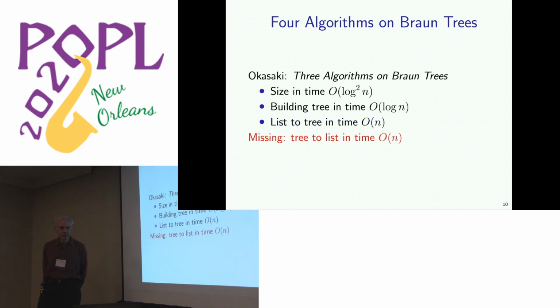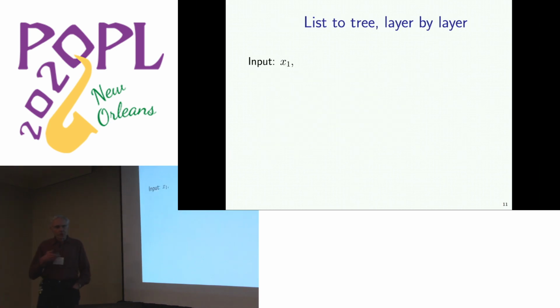But it's only 3 algorithms, so what was missing there was the converse function that takes a tree and converts it back to a list in linear time. And the original straightforward attempt that you saw on one of the previous slides isn't linear. So this is the idea that underlies the direction from lists to trees. You do it layer by layer.